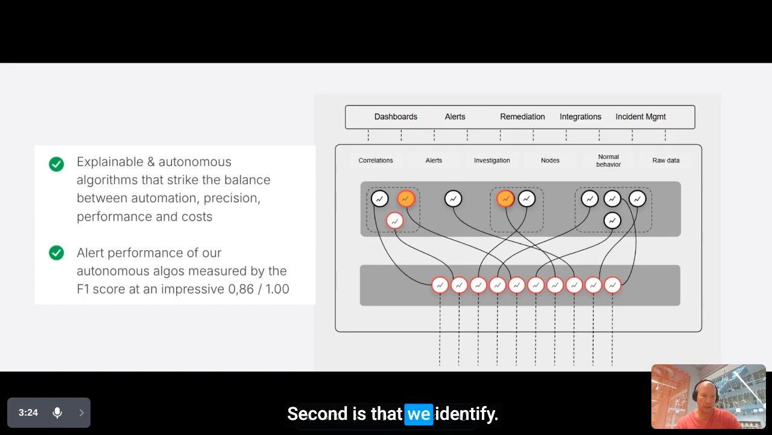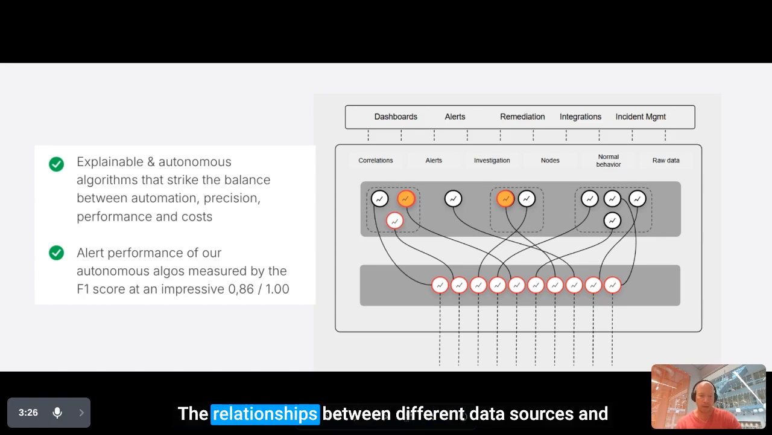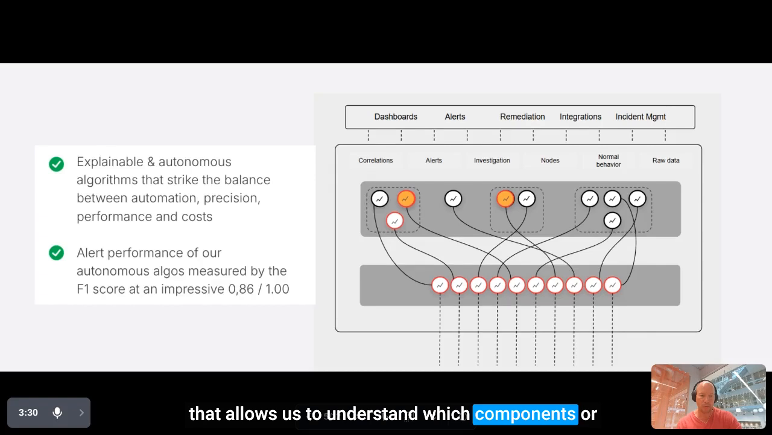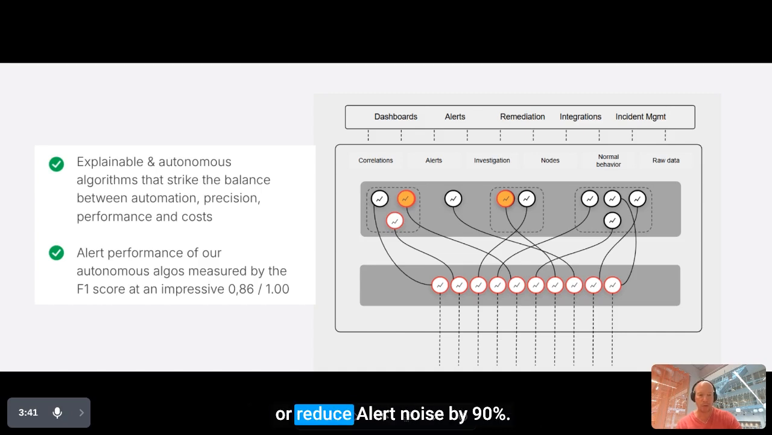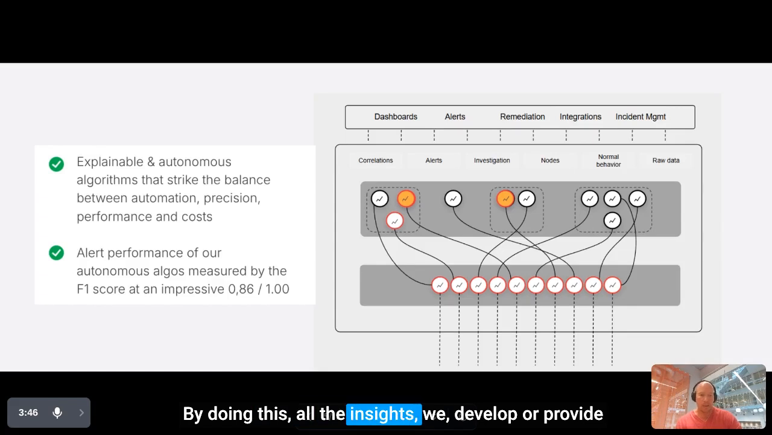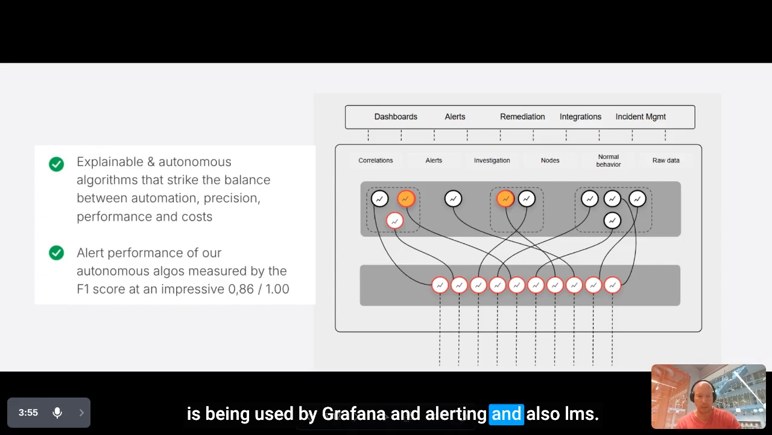Second is that we identify the relationships between different data sources, and that allows us to understand which components or parts of your systems are depending on each other. That also allows us to consolidate alerts into fewer. We might be able to reduce alert noise by 90% by doing this. All the insights we provide through the Eyer platform are exposed through APIs, which again is being used by Grafana and alerting and also LLMs.